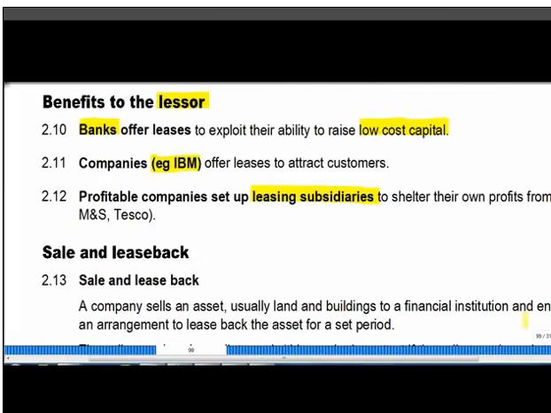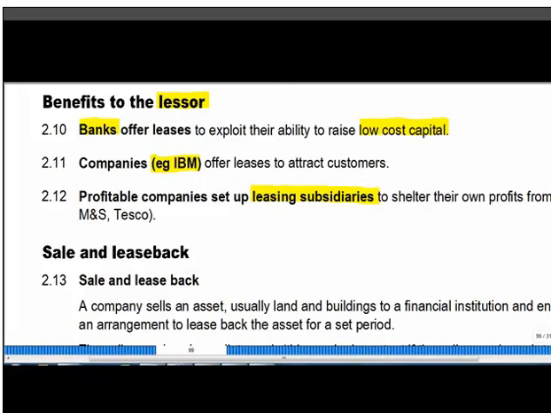To finish the chapter, we're going to briefly look at the benefits of leasing to the lessor. The lessor will be receiving the lease as income. Banks can raise finance fairly cheaply and buy assets using fairly cheap capital that many companies won't have access to. They can use that cheap capital to buy assets and then lease them out on commercial terms. Car manufacturers, aircraft manufacturers, computer manufacturers will seek to boost their sales by offering leases on attractive terms to attract customers.